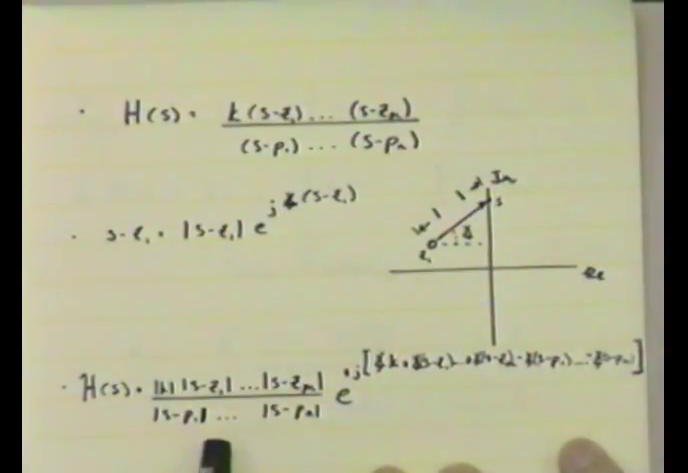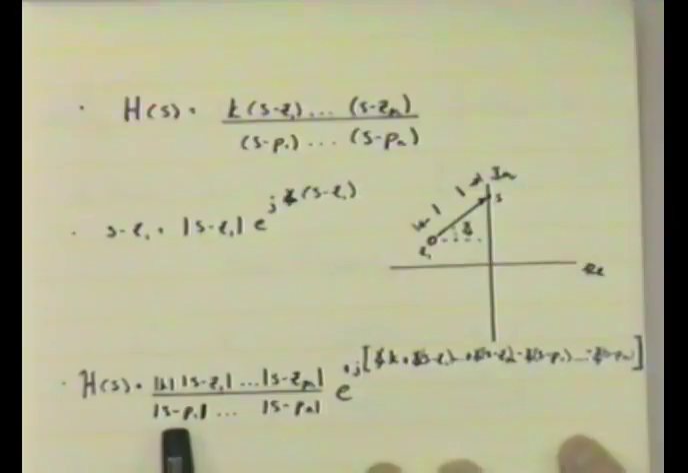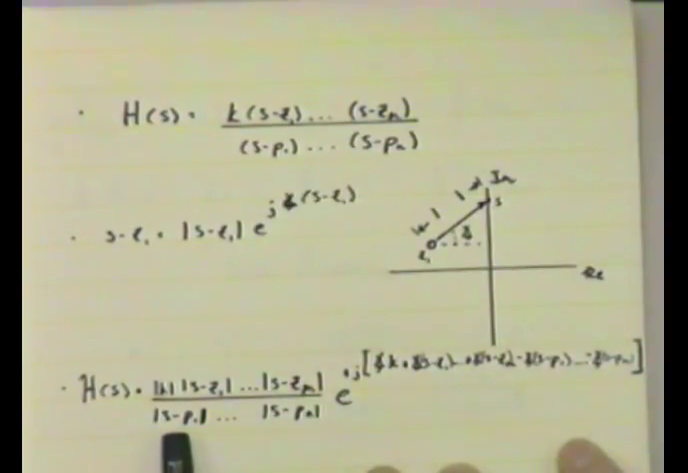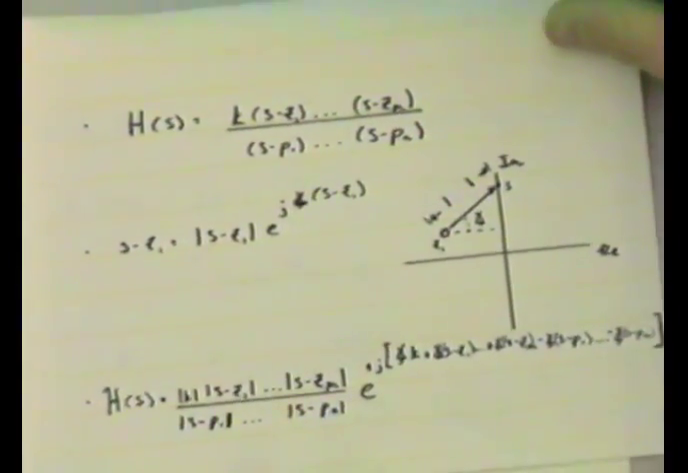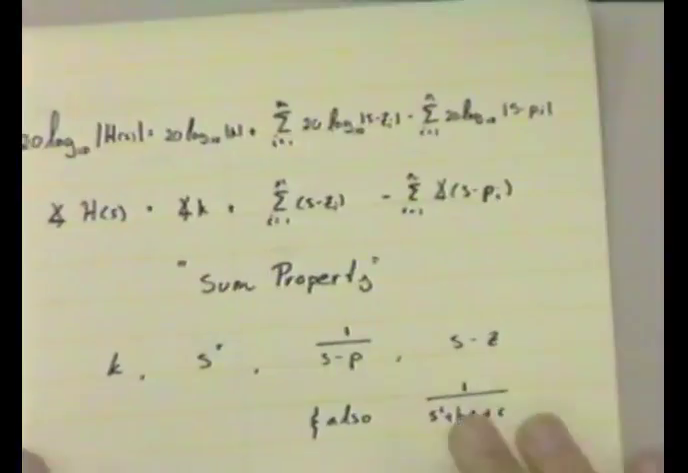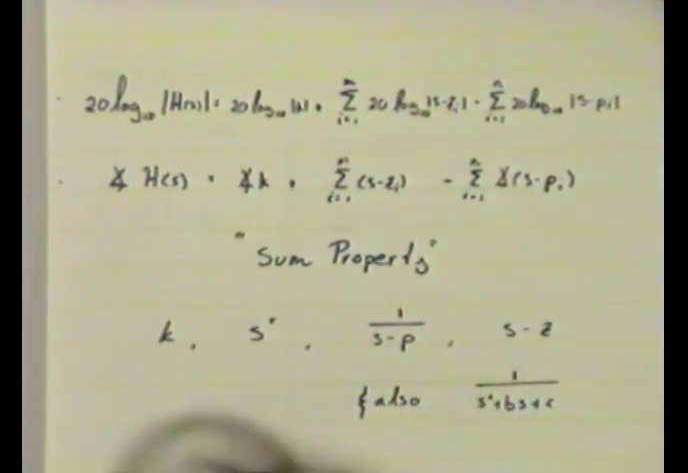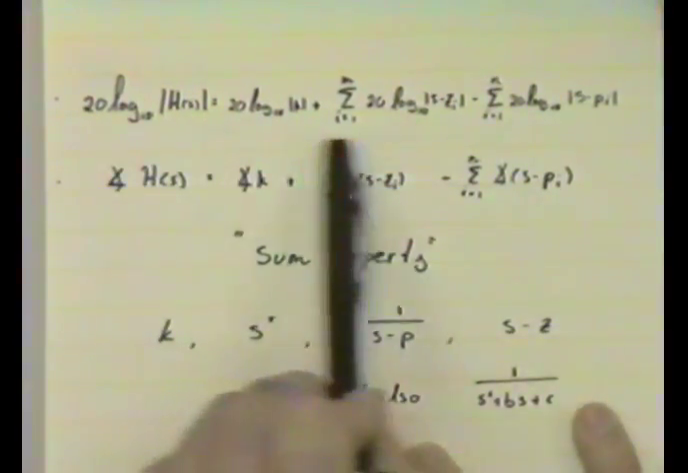It's not so easy with the magnitude, because here we have all these product terms. Aha! But there's a really easy solution to this problem. The answer is to write the magnitude on a dB scale, on a logarithmic scale. So that's the next step. We take the logarithm of the magnitude, and we end up right away with this expression.